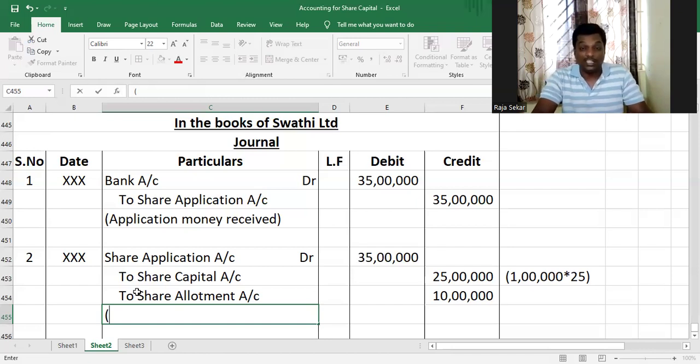So out of the 35 lakhs received by me on the 1,40,000 applications, I can only take 25 lakhs to share capital because I've only allotted 1 lakh shares. And on 1 lakh shares, application money is 25 rupees per share. So 1 lakh into 25 is 25 lakh. The remaining amount that I have received on the 40,000 extra applications, which is 10 lakh rupees, belongs to the same shareholders to whom I'm going to make the allotment money due, as I made pro rata allotment without rejecting any applications. Understood or not, my dear children? So that amount I'm going to use to set off against allotment dues, and therefore I'm crediting share allotment account here. Shares allotted.